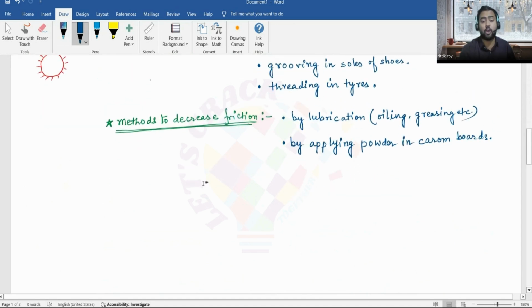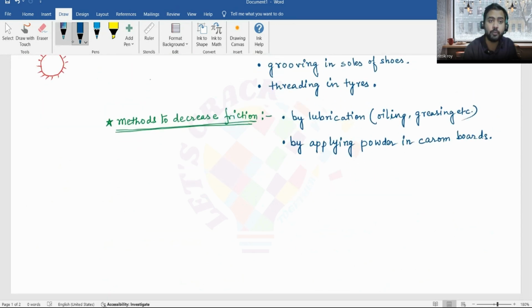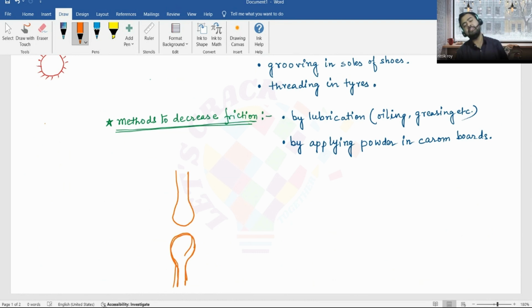Yes, there are also methods inside our body. How? Just for an example, for your extra knowledge, I'm telling you. Suppose this is one bone, and suppose this is another bone. This is another bone. Okay. Now what will happen? When we are moving our hands or our legs, these two bones will rub against each other.